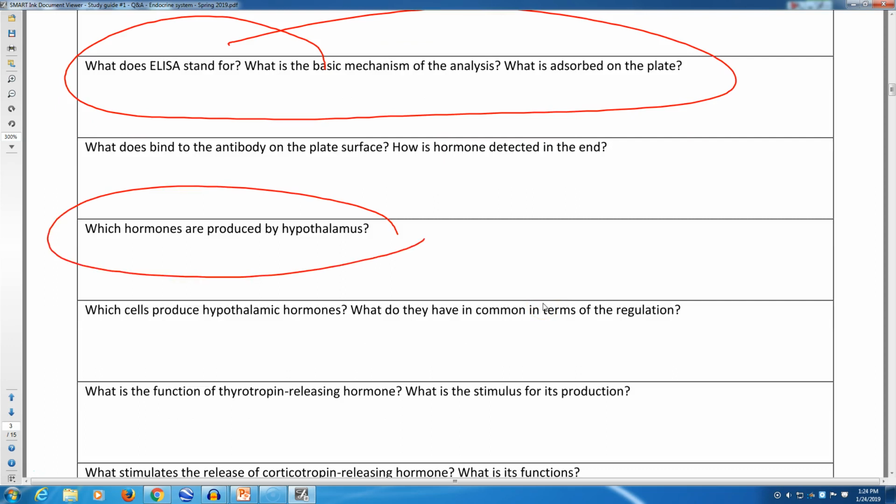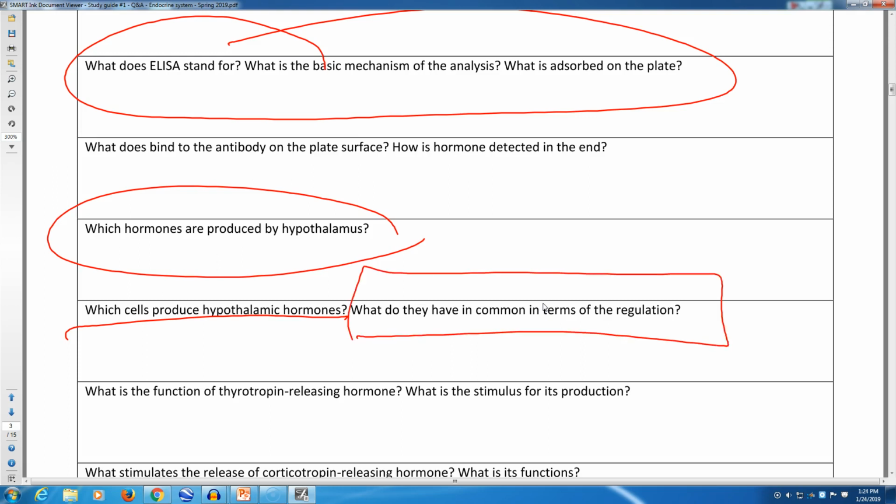Just know that you're going to get a question: which of the following is a hypothalamic hormone, or not? We good? Answer to this question: neurons. What do they have in common in terms of regulation? Hypothalamic hormones either stimulate the pituitary or are stored in there.